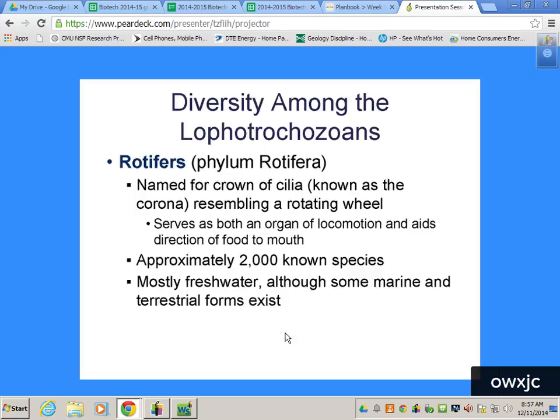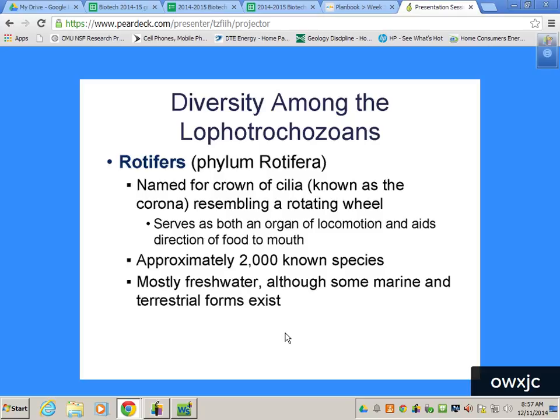So then there are rotifer friends. Now rotifers in themselves are generally harmless, generally, in themselves, I said. We'll talk more about that. But they're named for the crown of cilia known as the corona, and it resembles a rotating wheel. It has all these whip-like structures on the front that help propel it through the water. It's almost like having a rudder or an impeller in front of the boat instead of in the back of the boat. But it serves as both an organ of locomotion and aids in the direction of food to the mouth. So think of it as a giant jet that sucks everything in.